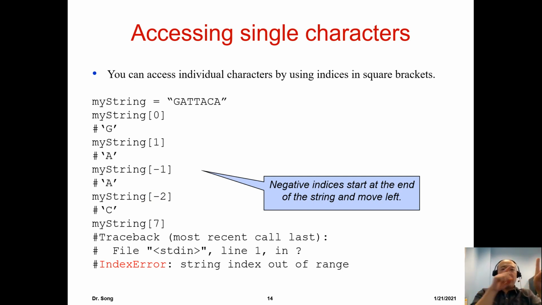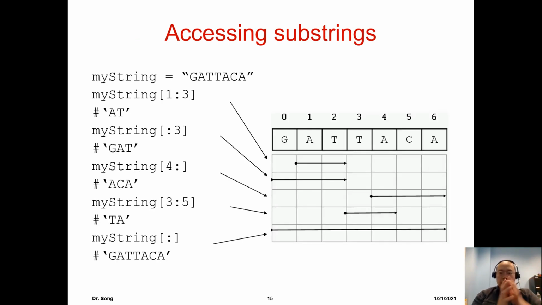So 0 and then going on to +1, or -1 and -2, -3 all the way to the left side. If you want to access a substring, in Python this is called slicing. In slicing you use the square brackets, and then you specify where to start and where to end. The start point is included. The end point is excluded.